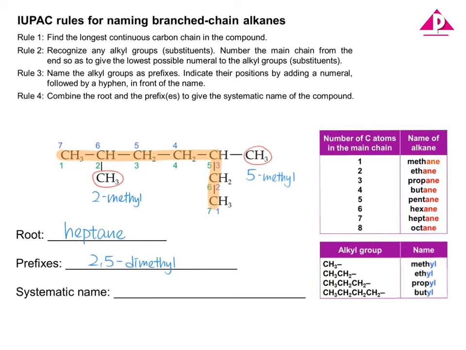Finally, combine the prefixes and the root to give the systematic name. So the systematic name of this compound is 2,5-dimethyl heptane.